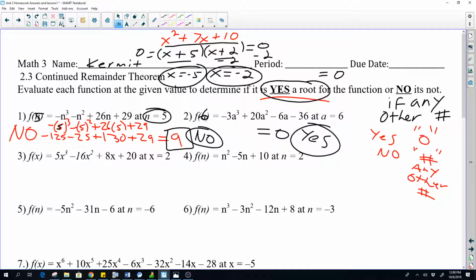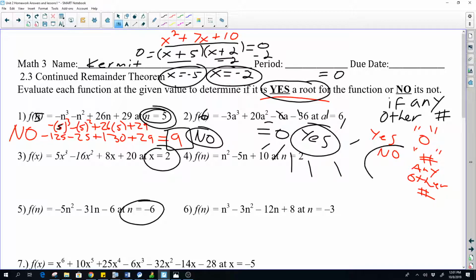And so just like n equals 5, x equals 2, these are basically factors, right? But we don't know if they're factors, but they're numbers they want you to plug in. And then if you get 0, yes, it's a factor. And if you don't get 0, then no, it's not a factor. If you get any other number, then it's no. So these are definitely factors, right?